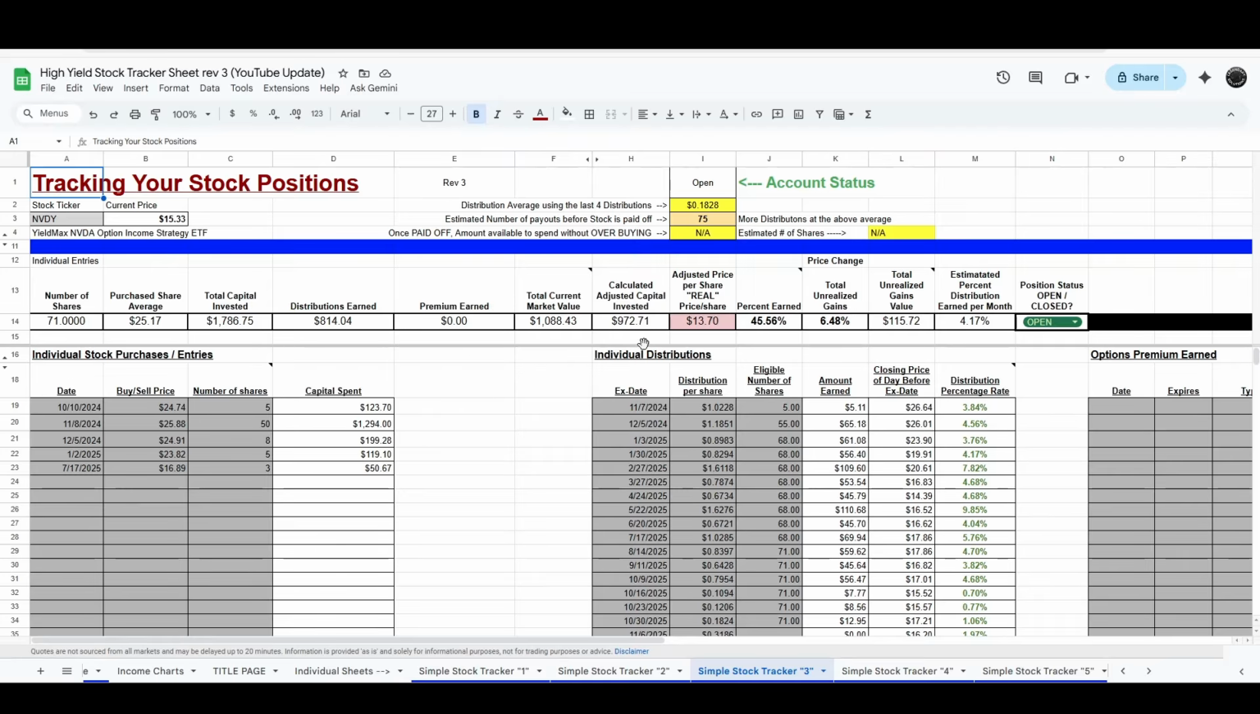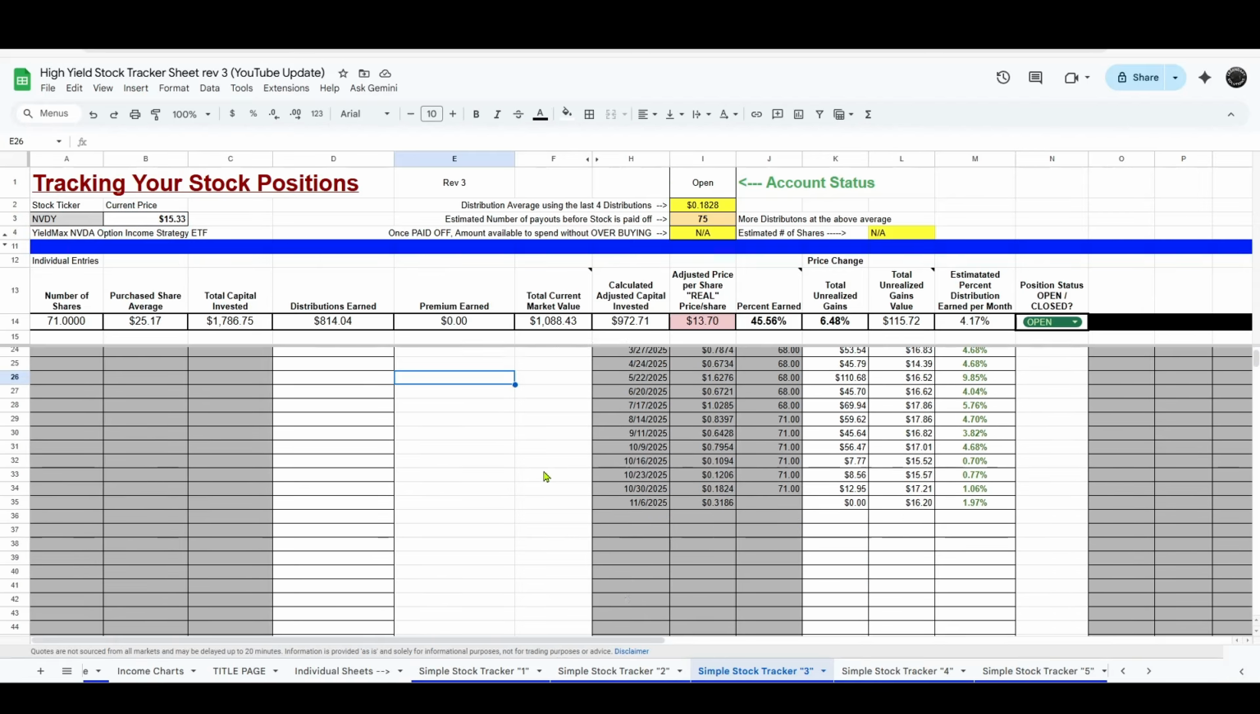And for NVDY, I've got a real price per share of $13.70, current price being 15.33. So currently I'm in the good so far. And let's enter in that distribution of 71 shares. And that 71 shares will change that real price per share from 13.70 down to 13.38. And you can see that the number of distributions is around 73 more distributions before I can get NVDY paid off. So I've got a while, but I'm moving in the right direction.